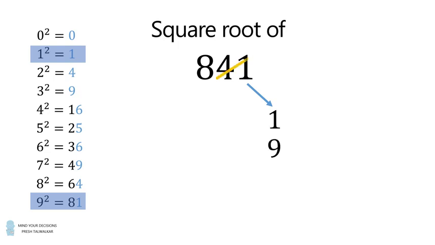We'll continue by crossing out the last two digits. Now we want the square that's closest to 8 without going over. So this will be 2 squared, which is equal to 4. So we write a 2 here. So now we need to go to two options. We either have 841 is equal to 21 squared or 29 squared.